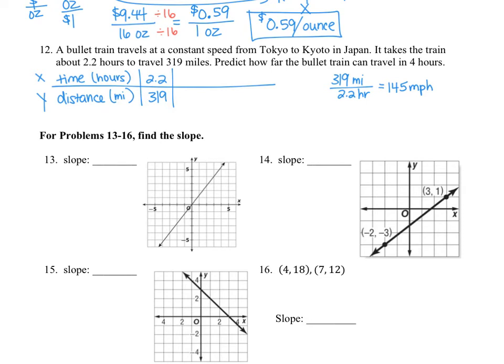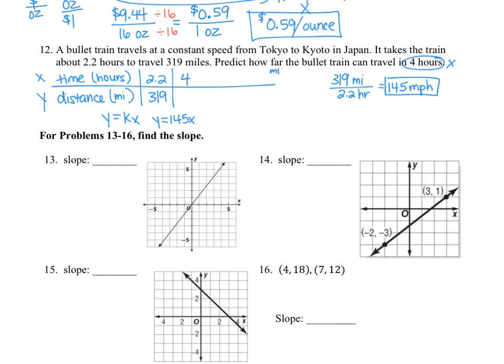So if I'm told the x value, how long it's going to travel, I would multiply that by 145 to get my y value, how many miles it will travel. We can write an equation since it's a proportional relationship, in the form y equals kx, and this 145 is your k value. So y equals 145x. Now if I'm trying to predict how far, so that's miles, the bullet train can travel in 4 hours, that's our x value, I can plug it into this equation. Or you can put it in the table.